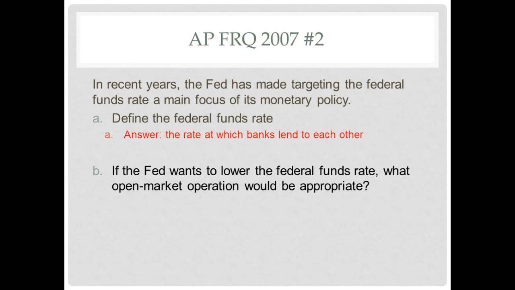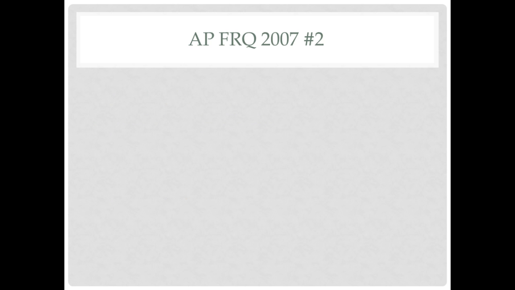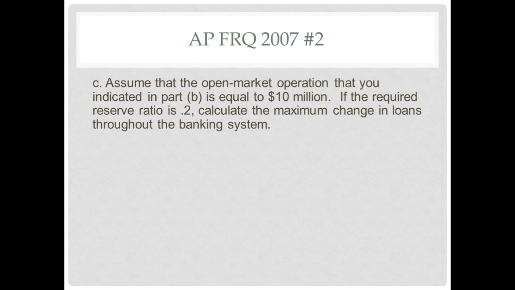This is review, but hopefully you remember that means the buying and selling of bonds. And since we want the money supply to increase, it means we will buy bonds. That's really pretty much the only answer. Not a lot to discuss there. Okay, let's move on to part C.